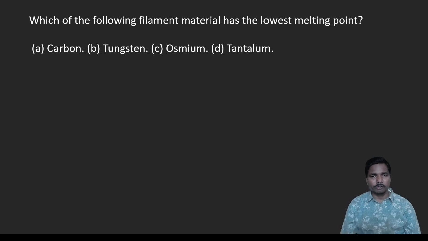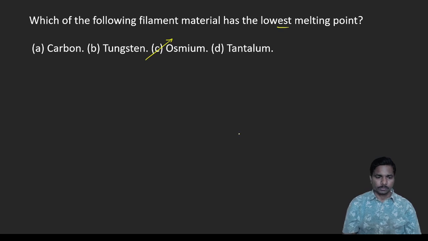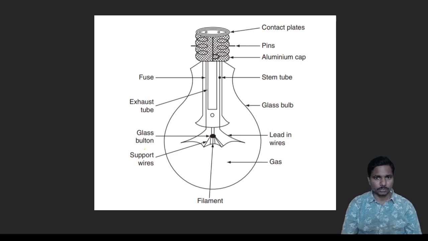Which of the following filament materials has the lowest melting point? Just now I have given that osmium is considered the lowest melting point, about 2600. Tantalum is approximately 3000. Coming to the next question.